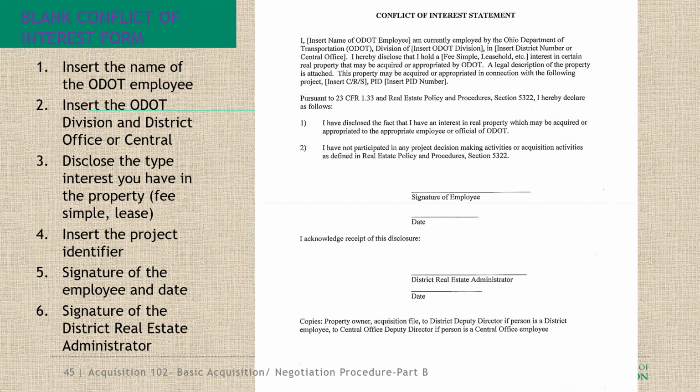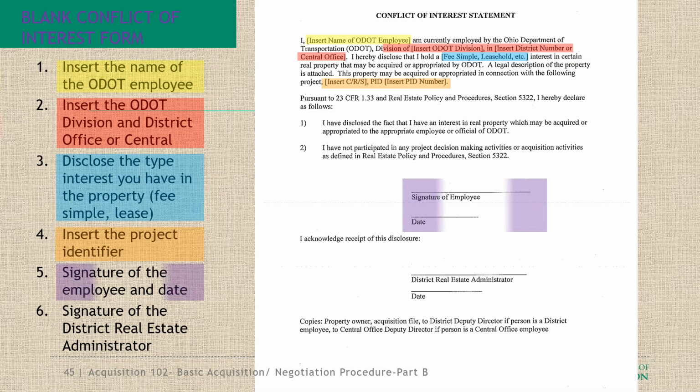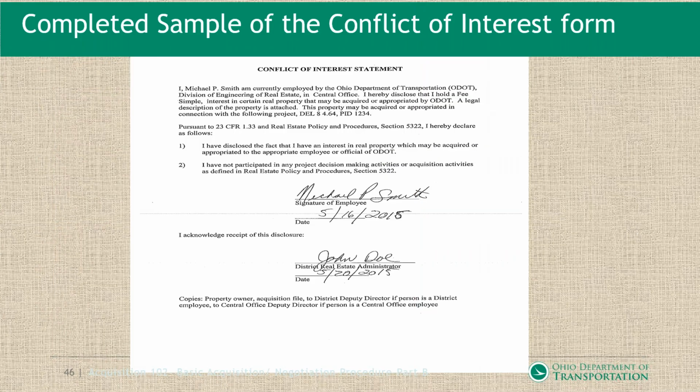Okay, so here is the blank conflict of interest form. Basically, it's where you insert the name of the employee, insert the division or central office, or if it's a district office, disclose the type of interest that they have in the property, insert the project identifier, and of course, the signature and date of the employee, and then the signature, in this case, of the district real estate administrator or central office administrator. And then here is a clear sample of what it would look like fully executed.